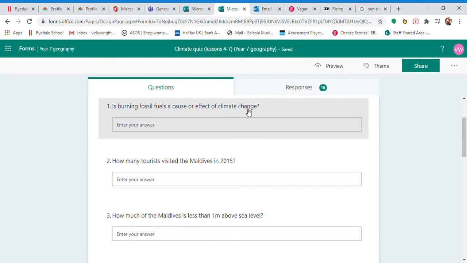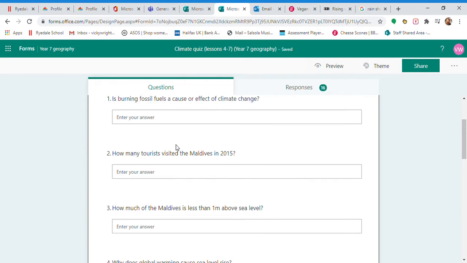So this one has caused a lot of problems. Is burning fossil fuels a cause or effect of climate change? Now cause is what causes something to happen, and effect is what happens as a result. So what causes you to go to school is the law, and the effect of you going to school is you getting an education. Burning fossil fuels is a cause of climate change because burning the fossil fuels produces the greenhouse gases that trap heat in our planet.